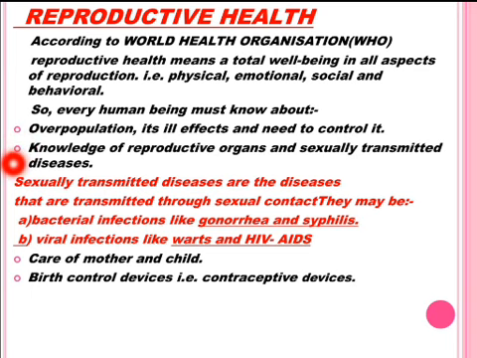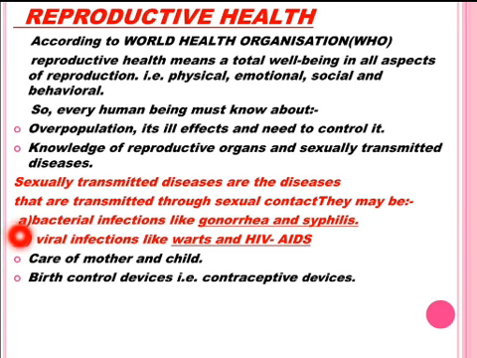Knowledge of reproductive organs and sexually transmitted diseases. What are sexually transmitted diseases? These are the diseases that are transmitted through sexual contact. These may be bacterial infections like gonorrhea and syphilis, or viral infections like warts and HIV/AIDS. Now, the question arises, is it possible to prevent the transmission of such diseases during sexual intercourse?